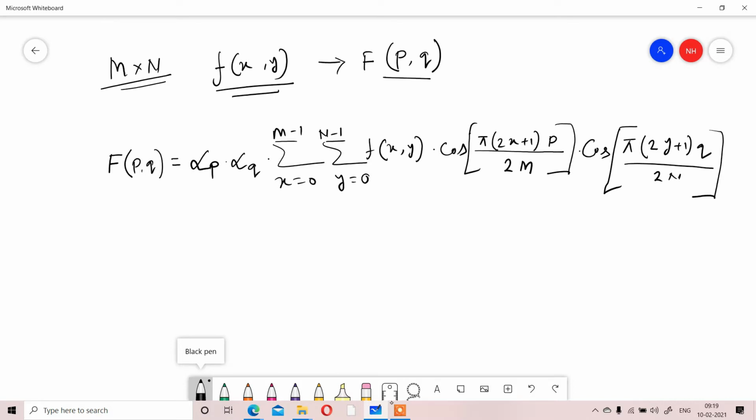You can check here the transformation matrix. Simply, F(p,q) is f(x,y) multiplied by the transformation matrix, and the transformation matrix depends on alpha p, alpha q, and those cosine values.